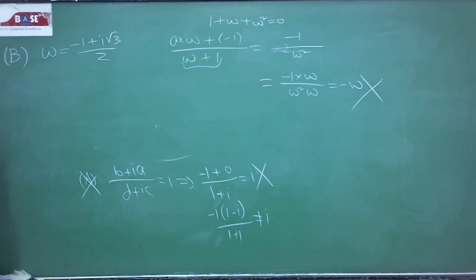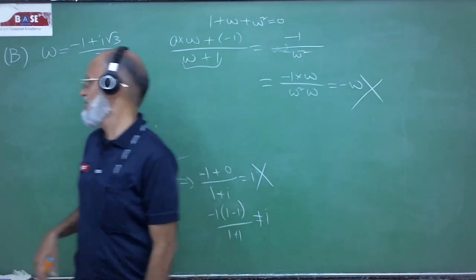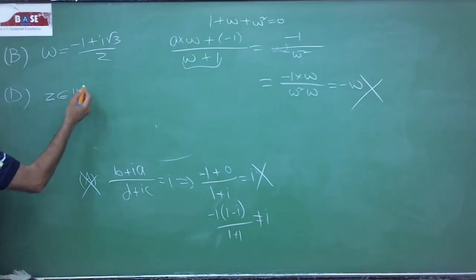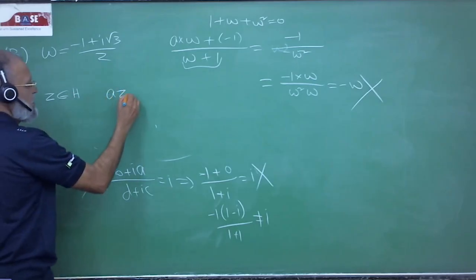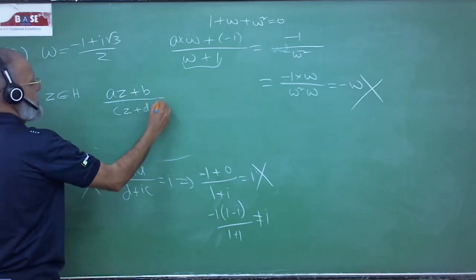Before going to the C option, I want to finish off the D option, the complex number part. What is this D option telling? Z belongs to H, that is, H is nothing but the set of complex numbers. So I will say Z is some complex number. Then I will write this expression: AZ plus B in the numerator, and the denominator is CZ plus D. It is very clear.